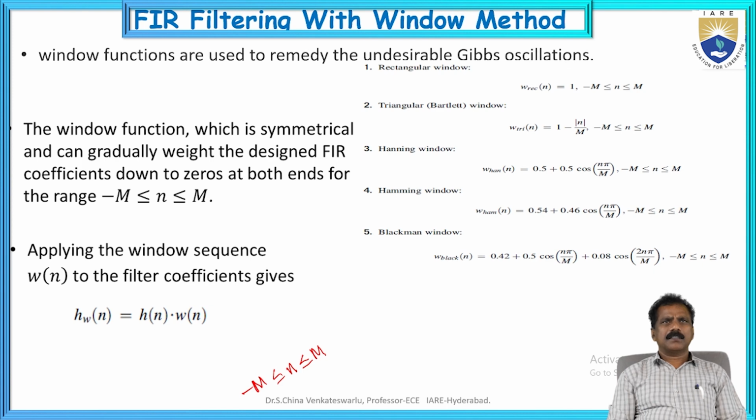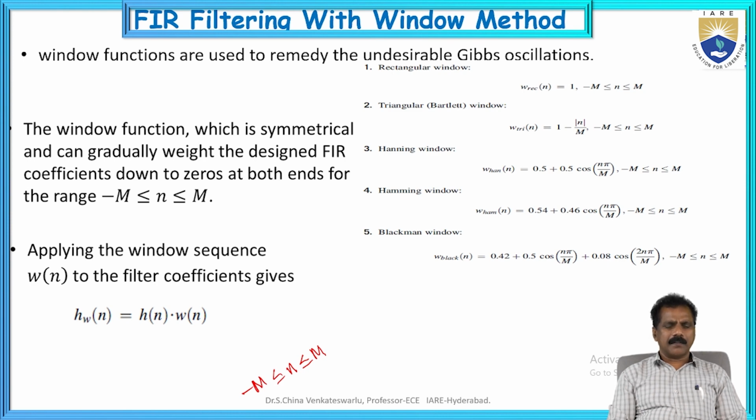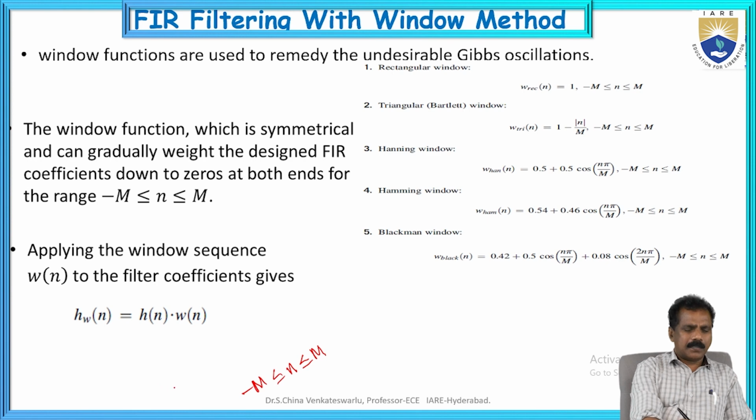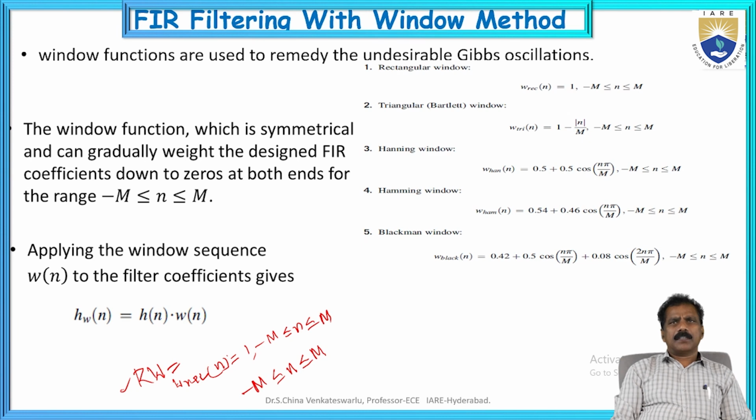With this, window functions are used to remedy the undesirable Gibbs oscillation we have already seen. The rectangular window, w_rec of n, is equal to 1 for minus M less than or equal to n less than or equal to capital M. Coming to the second one, the triangular or Bartlett window, w_tri of n is equal to 1 minus mod n by capital M, for minus M less than or equal to n less than or equal to M.